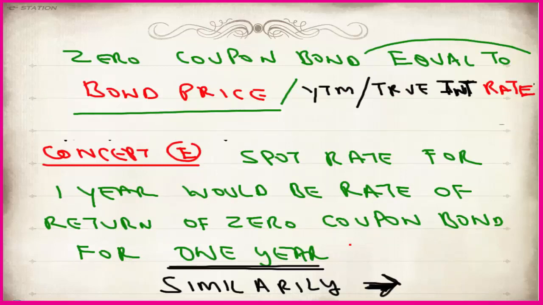So spot rate is YTM. Spot rate, I will say, is an IRR. Spot rate is the required rate of return of zero coupon bonds, and it depends upon the maturity, just like bank FD. If you want to invest for 1 year, the rate of interest will be different. If you want to invest for 2 years, it will be different. If you want to invest for 3 years, it will be different. So I will be calculating different spot rates for different maturities. That spot rate is named as yield to maturity, or IRR, or true interest for zero coupon bonds. The next concept: the spot rate for 1 year would be the rate of return of a zero coupon bond for 1 year.